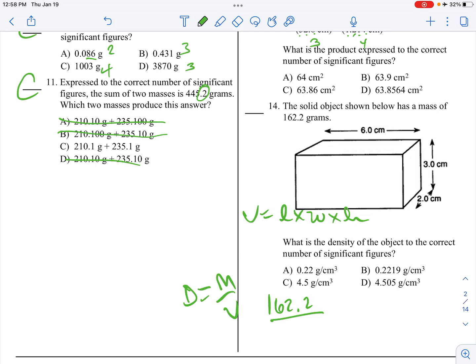Now, this is 2 sig figs, this is 2 sig figs, this is 2 sig figs. So my final volume is 36, not 36.0. So then when you divide, you're going to have 2 sig figs in your final answer, 4.505 repeating, but we want 2 sig figs, so it's choice C.